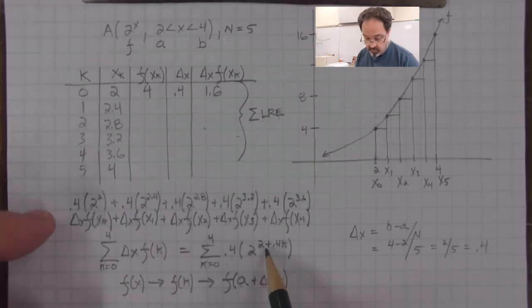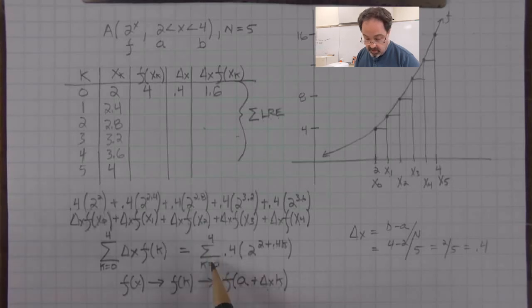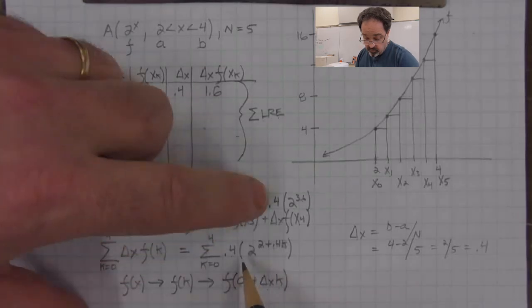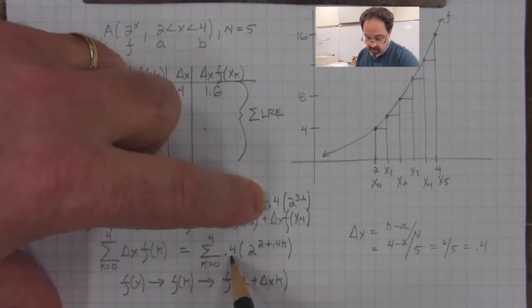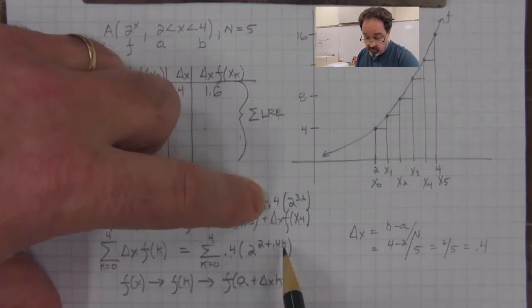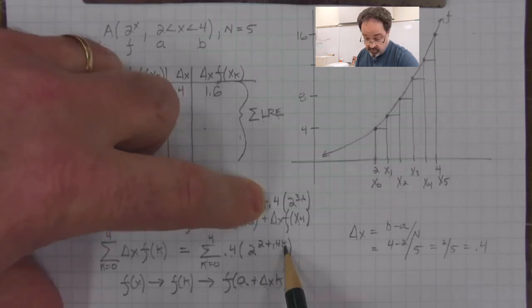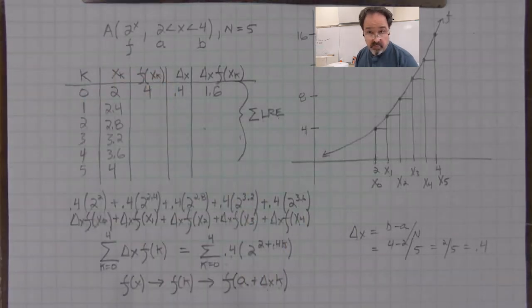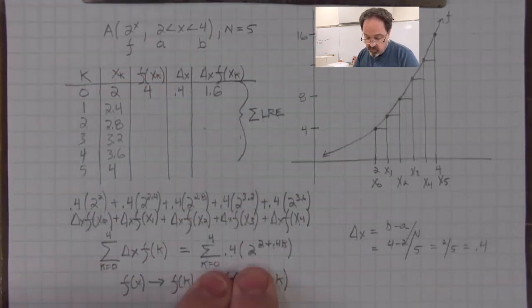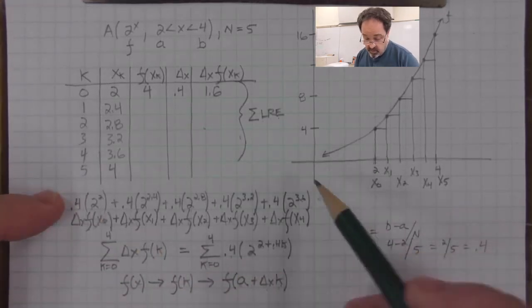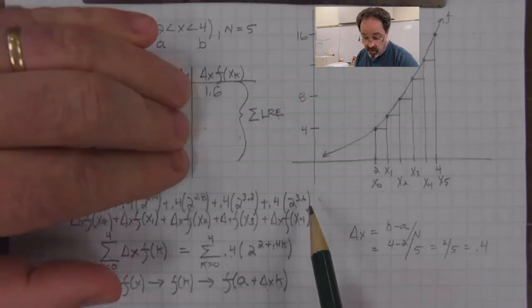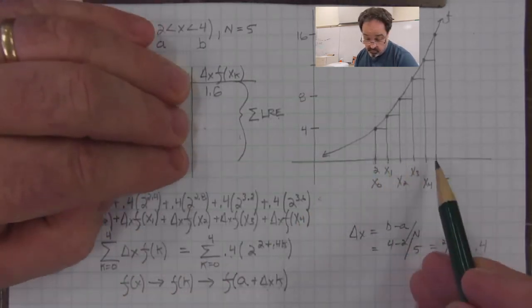Let's jump to the upper bound of the index, 4. If we put our final index value of 4 into our argument, it should produce the final part of my series. 0.4 times 2 to the 2 plus 0.4 times 4. 0.4 times 4 is 1.6. 1.6 plus 2 is 3.6, so that is 0.4 times 2 to the 3.6. This is the sigma notation which produces this series. And this series was the sum of the first 5 rectangles whose heights were determined on the left side.